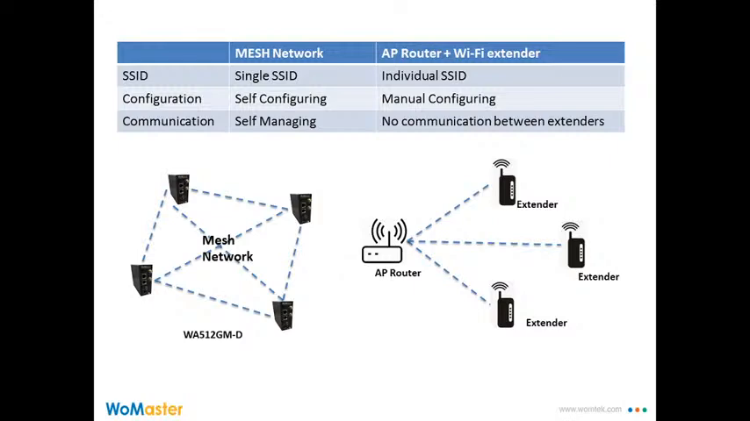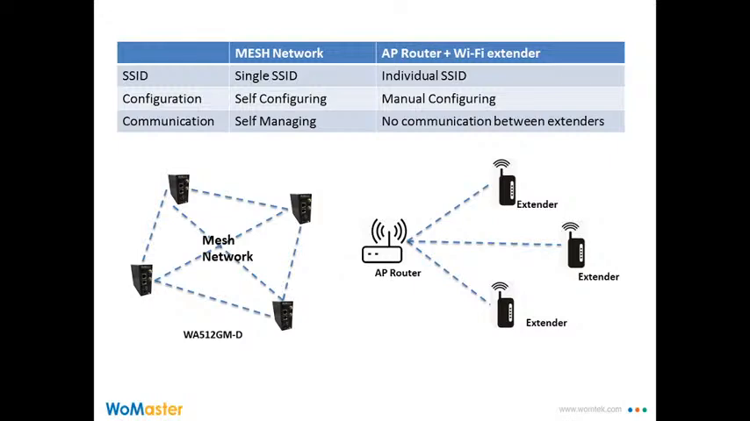There is a comparison table between the mesh and the AP client architecture. Mesh just needs one SSID. It can do the configuration and the management of the network by itself. Users don't need to do it manually. Moreover, each node can coordinate with each other, not like the AP and AP extender architecture. So we can see ease is the major difference.